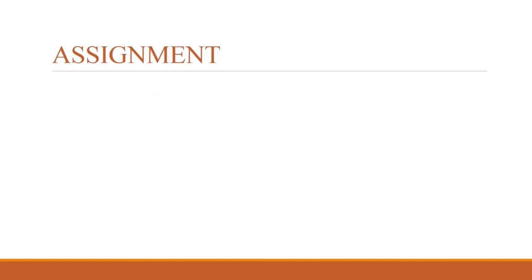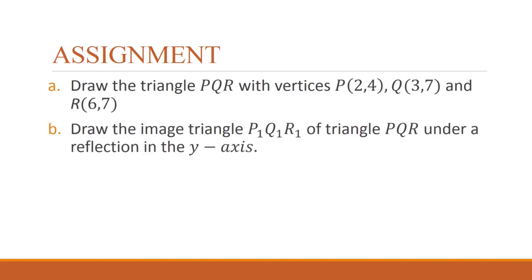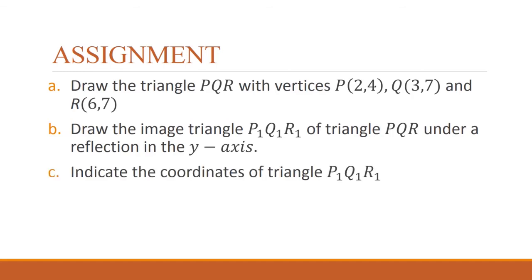Now your assignment for the day. You are to draw the triangle PQR with vertices P (2, 4), Q, which is (3, 7), and R, which is (6, 7). Also, you are to draw the image triangle P1Q1R1 of triangle PQR under a reflection in the y-axis. Then lastly, you are to indicate the coordinates of the triangle P1Q1R1.